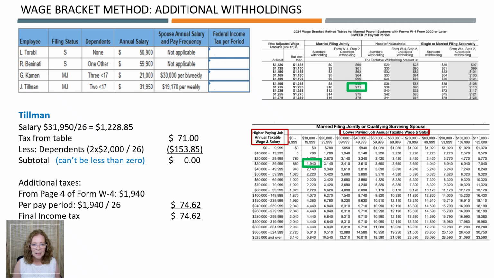I hope this video helped you understand how to calculate federal tax withholdings using the wage bracket method in situations where employees have pre-tax deductions, dependents under and over 17, have checkbox 2, and you have to calculate additional tax based on the spouse's income.